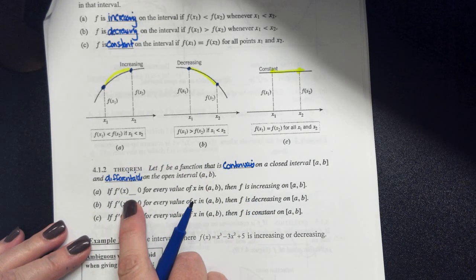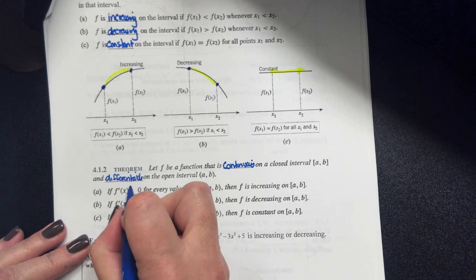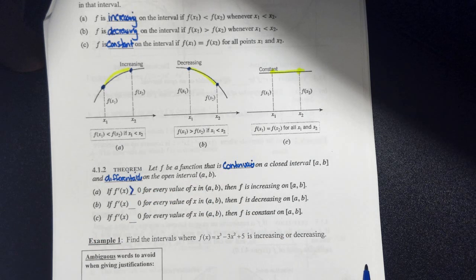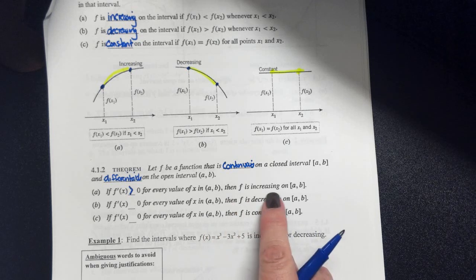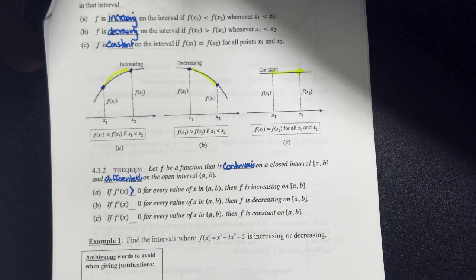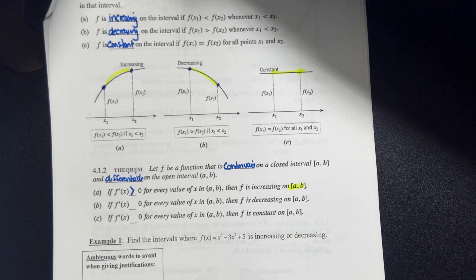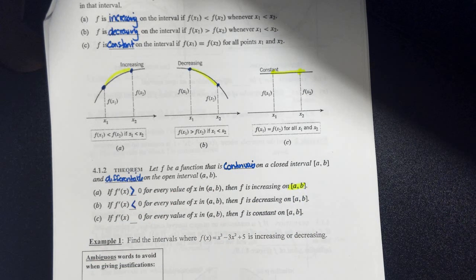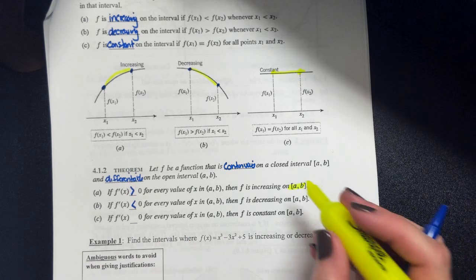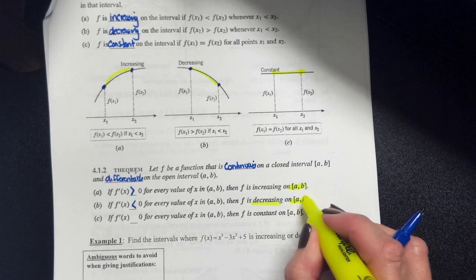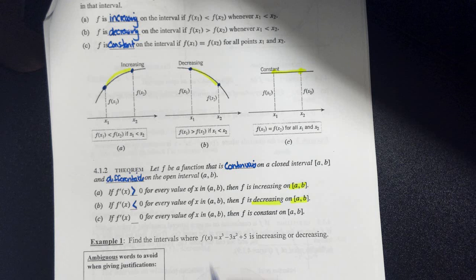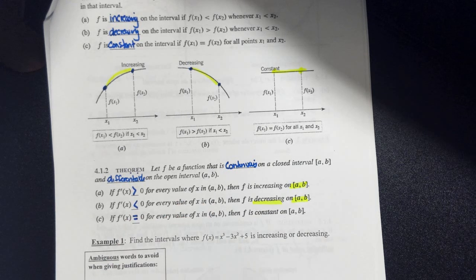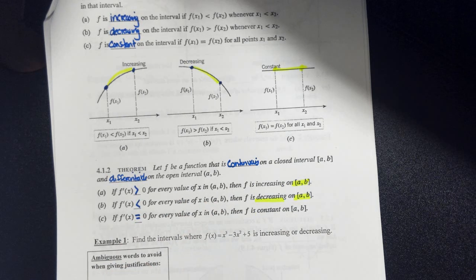So this is going to talk about increasing and decreasing in the first derivative. If f prime of x is greater than 0 for every value of x in the interval, then we can say it is increasing on the closed interval. If f prime of x is less than 0 for every value of x in the open interval, then we can say that f is decreasing on that particular interval. If f prime of x is equal to 0 for every value of x, then we can say it is constant in that particular interval.